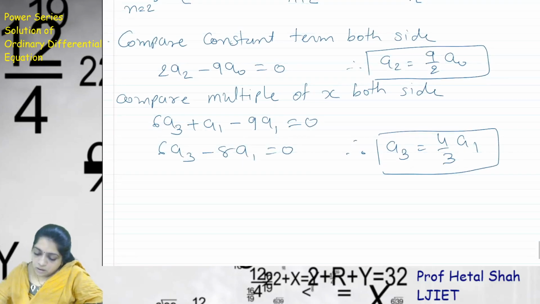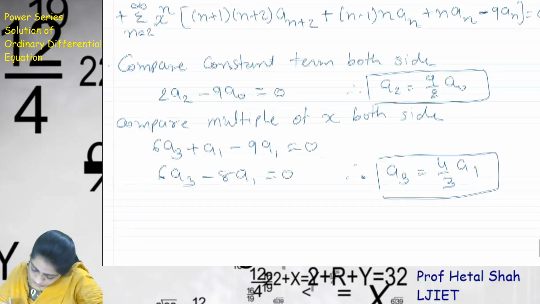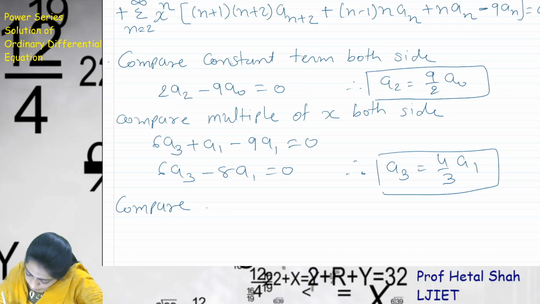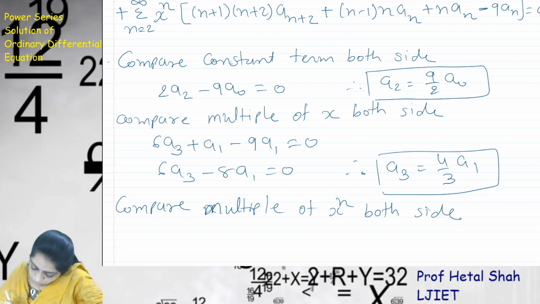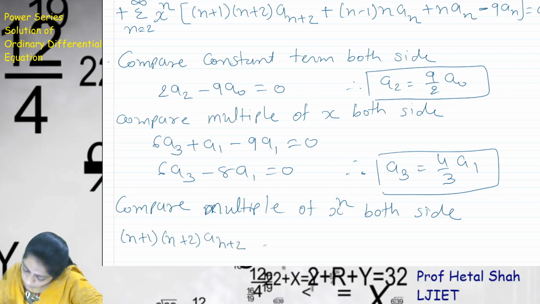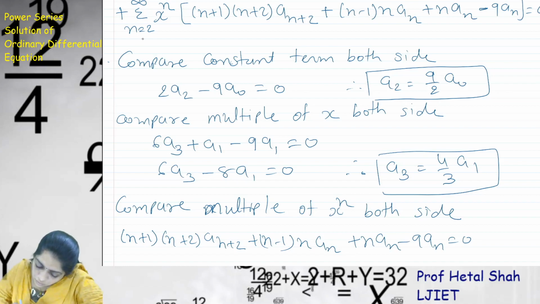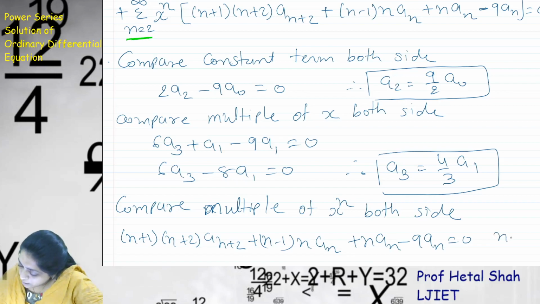Okay. Now, comparing the multiple of x raised to n on both sides. So, the multiple of x raised to n is (n plus 1)(n plus 2) a(n plus 2) plus n(n minus 1) an plus n an minus 9 an is equal to 0, where n is starting from n is equal to 2. That's why we have to write n greater than or equal to 2.